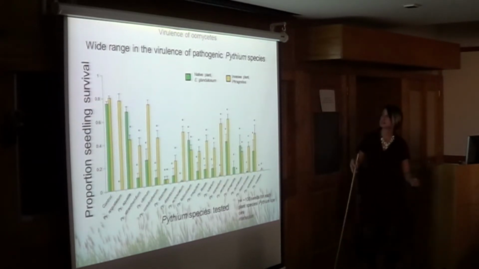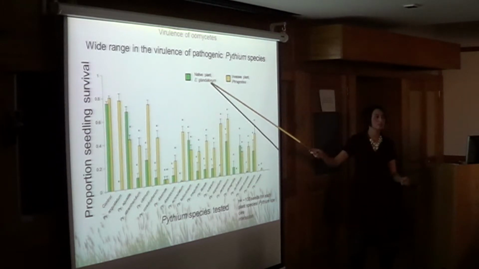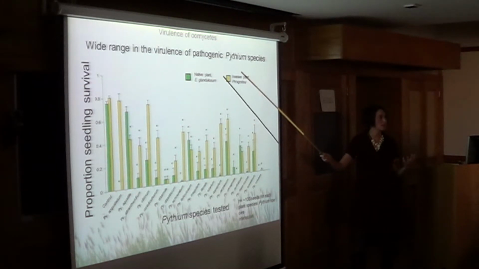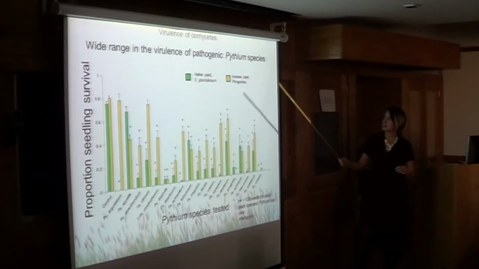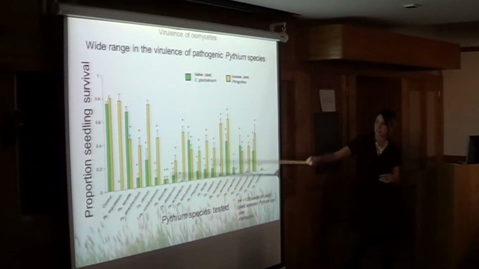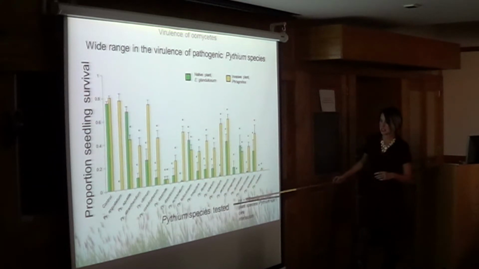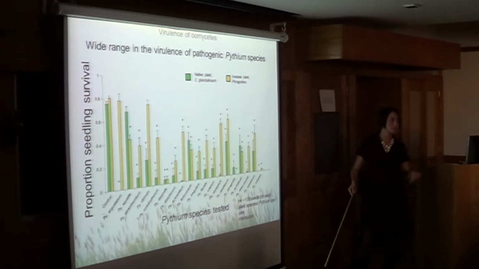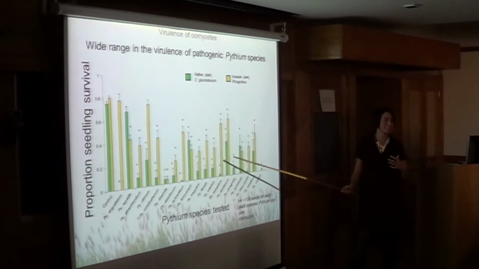Another way to look at that same data would be spreading it out, just looking at 2 plant species. This is a native plant, Epilobium glandulosum, the one that I mentioned is really susceptible to these pathogens. And this is the invasive Phragmites in yellow. Here is proportion seedling survival for each Pythium species tested, with asterisks for those that significantly decrease seedling survival relative to control. So what you see are a lot of asterisks. So a lot of these interactions are pathogenic.